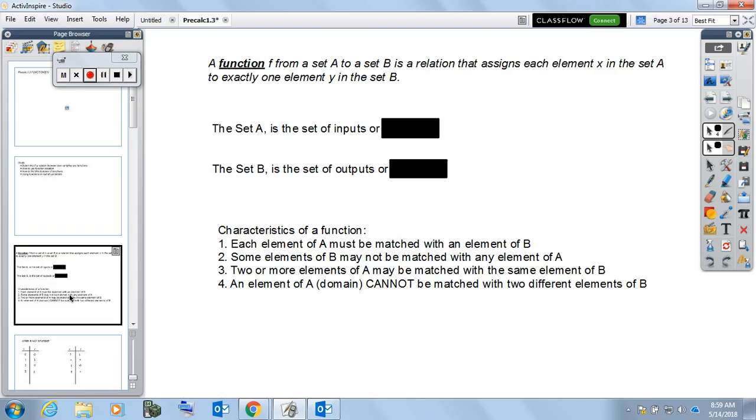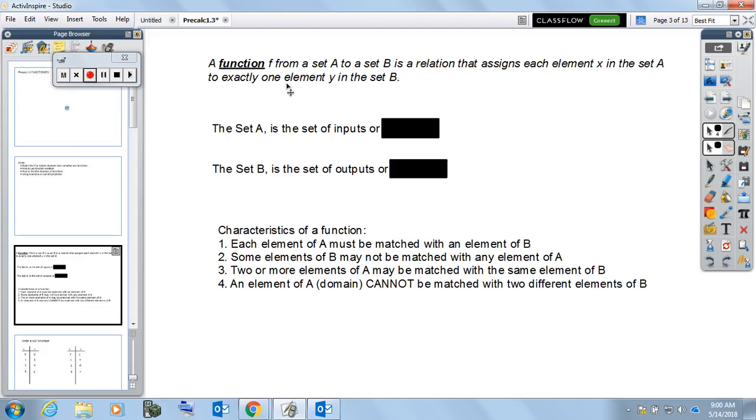Hopefully we all know the basic gist of a function. We normally denote a function by f. A function f from a set A to a set B is a relation that assigns each element x in the set A to exactly one element in the set B. We've thought of functions in terms of curves and graphs, and don't get me wrong, that's exactly what the relationship is.